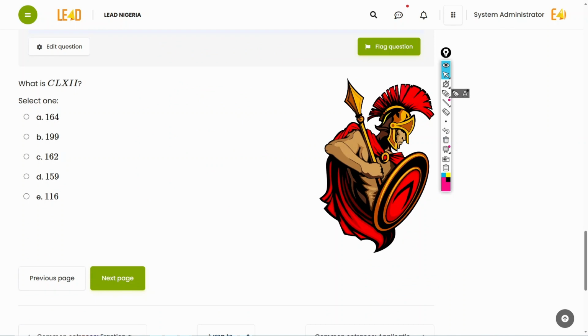Part 5 says, what is CLXII? We have to break this down again. For the hundreds, we just have C. For the tens, we have LX. And for the units, we have II. So 100 plus 60 plus 2. So it's 162. That's the correct answer.